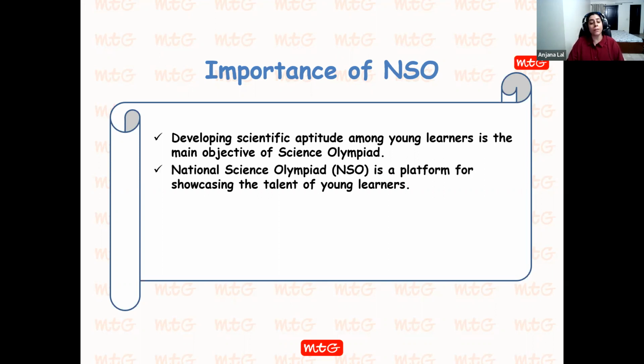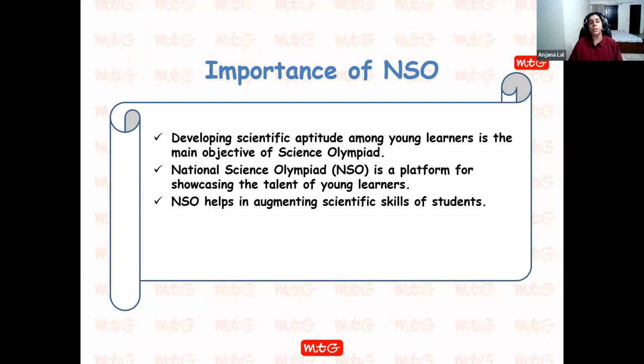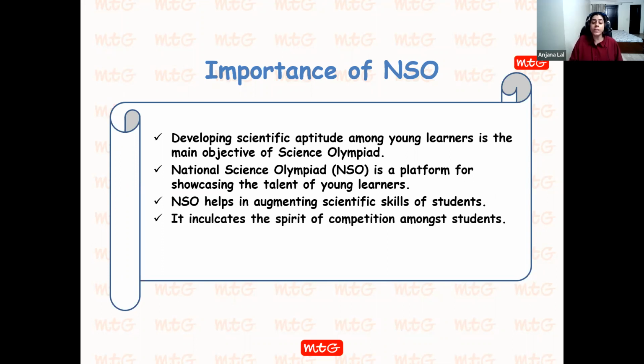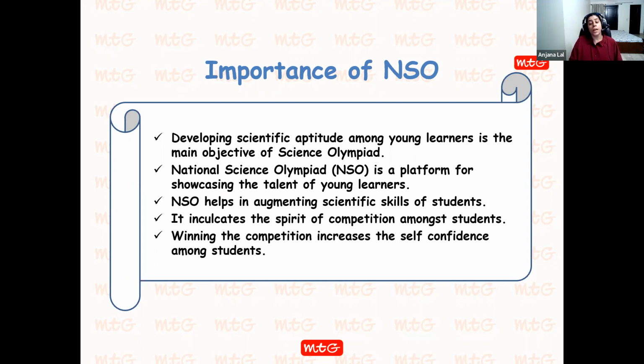National Science Olympiad is a platform for showcasing the talent of young learners like you all. It helps in augmenting the scientific skills of students. We are trying to develop problem-solving skills. We help students to analyze the problems, interpret data, and then arrive at conclusions. We encourage students to ask questions, why, who, and what, and then arrive at their conclusions. It inculcates the spirit of competition among students. Winning the competition increases self-confidence and motivates the students for other challenges in their lives.